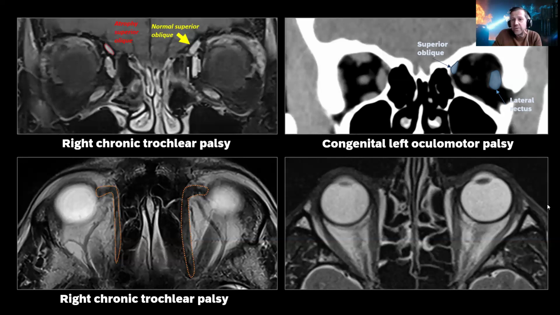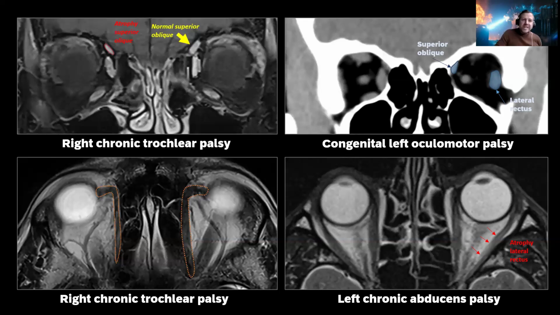Here, can you recognize what is wrong with the patient at the bottom? Let's first look at the right eye. Let's look at the lateral rectus muscle. It's normal on the left side, but on the right side there's clear atrophy. So this was a chronic abducens palsy.